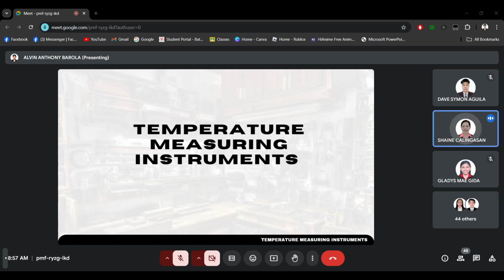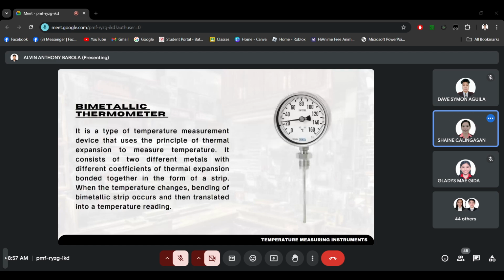Now moving forward with our presentation, let's discuss the different temperature measuring instruments, starting with bimetallic thermometer. Next slide po. So bimetallic thermometer, it is a type of temperature measurement device that uses the principle of thermal expansion to measure temperature. It consists of two different metals with different coefficients of thermal expansion bonded together in the form of a strip. When the temperature changes, bending of the bimetallic strip occurs and is then translated into a temperature reading. So here's the video po of how to use bimetallic thermometer.